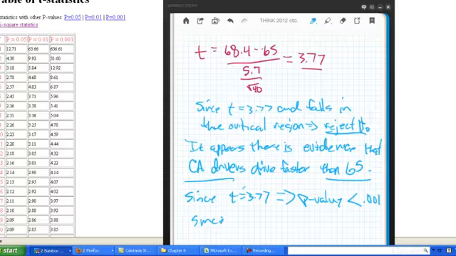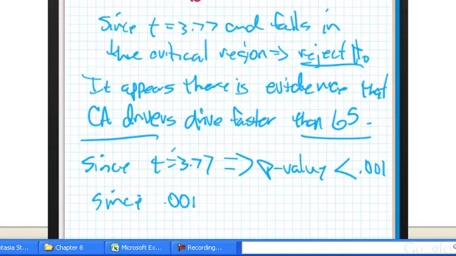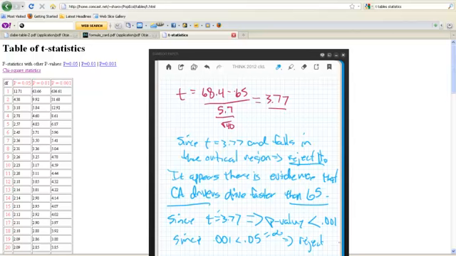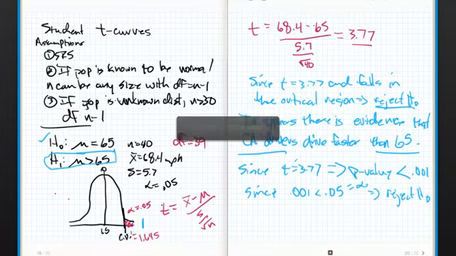That's a wonderful little tool. Since 0.001 is less than 0.05, remember this guy? This was our alpha. This implies reject the null hypothesis. It's that simple. Isn't that cool? There's nothing to it. That's very cool. All right, let's go ahead and do one more.